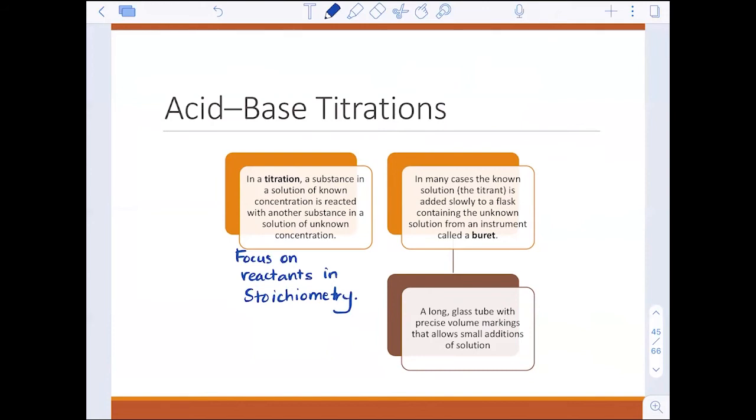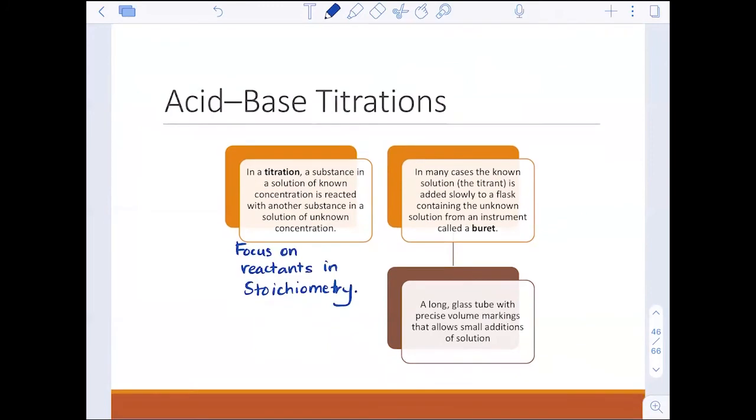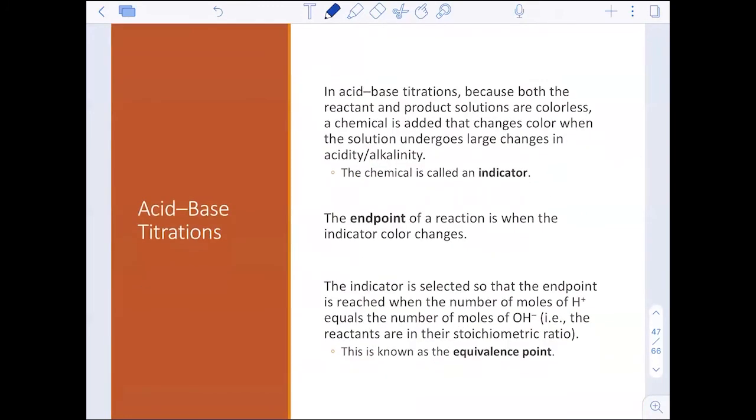So how do we do this in the lab? We utilize what we call a burette. A burette is a long test tube looking instrument. It's glass. It's usually calibrated on the side with some graduations or some markings. It's a long glass tube that has very precise volume markings, so that when we think about adding in acid or base, we can find exact volumes of acid or base added.